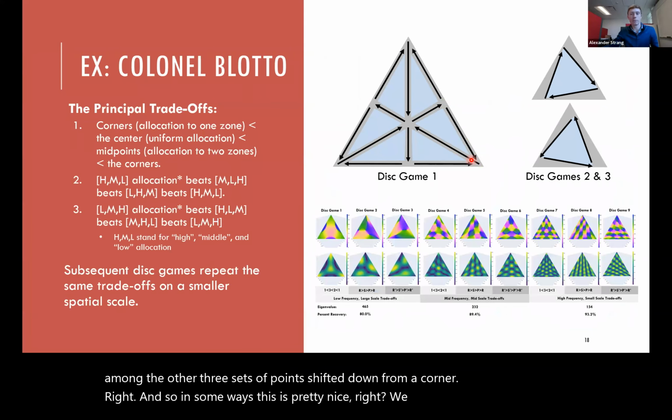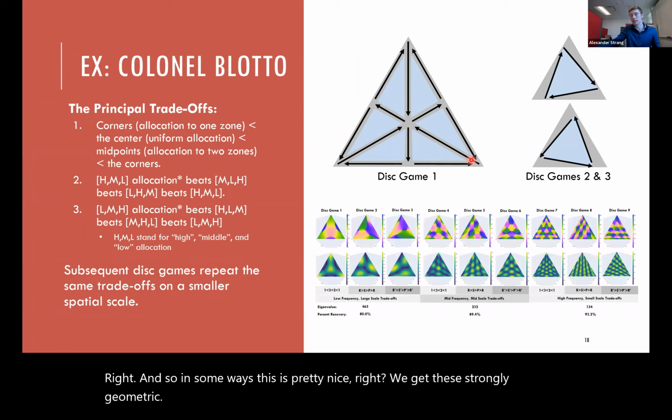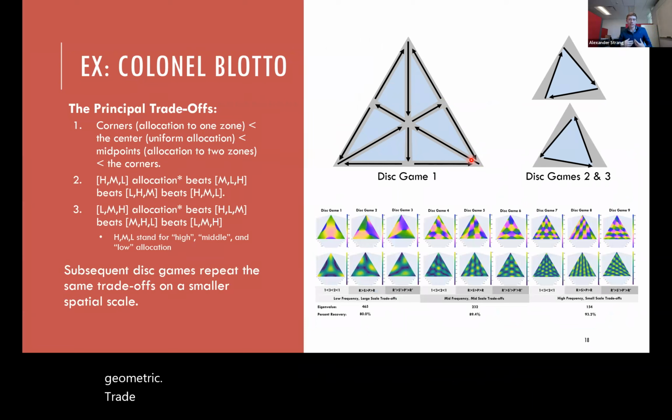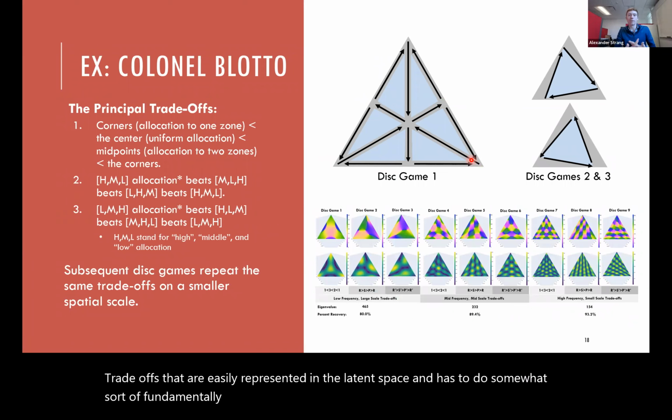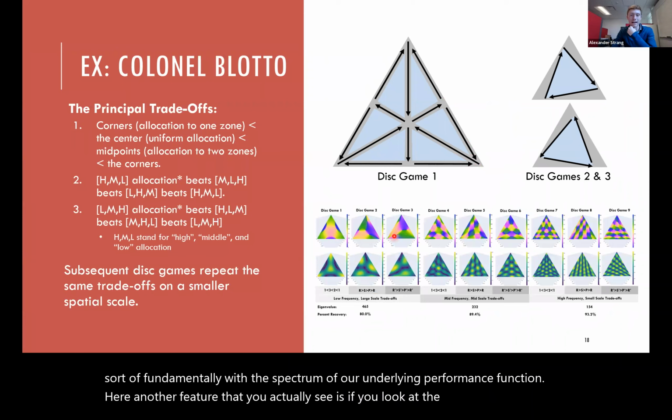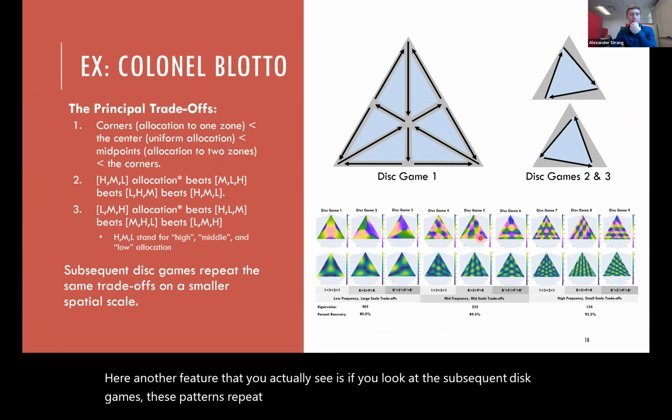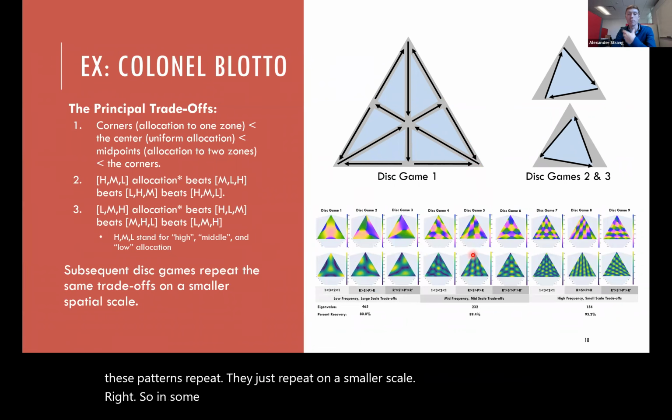We get these strongly geometric trade-offs that are easily represented in a latent space, and have to do fundamentally with the spectrum of our underlying performance function. Here, another feature that you see is if you look at the subsequent disk games, these patterns repeat, they just repeat on a smaller scale, right? So in some sense, there's some sort of modal behavior going on in kernel Blotto.